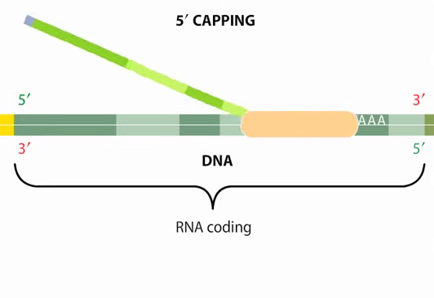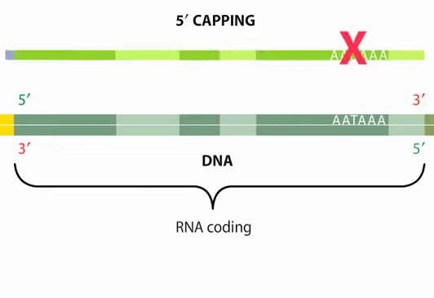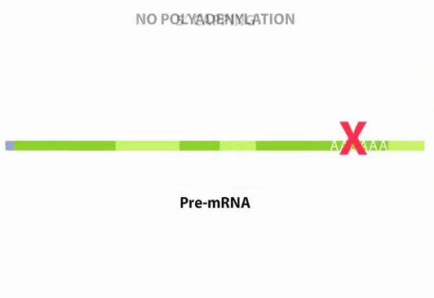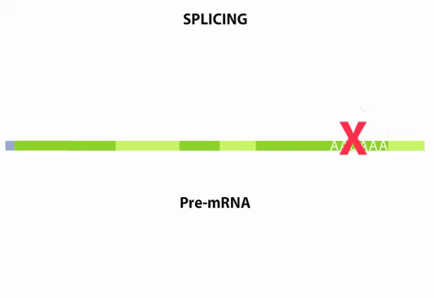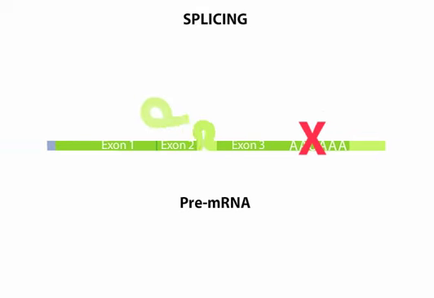If the 3' consensus sequence does not function properly, the cleavage of the pre-mRNA cannot take place. The result is mRNA lacking a poly-A tail. Splicing will take place normally in mRNA lacking a poly-A tail.